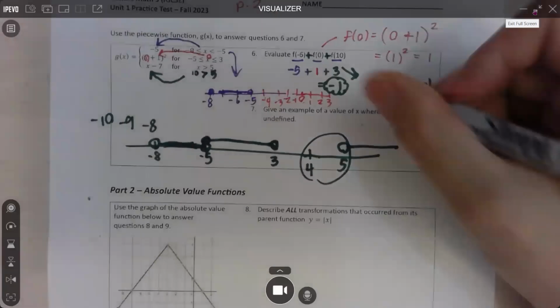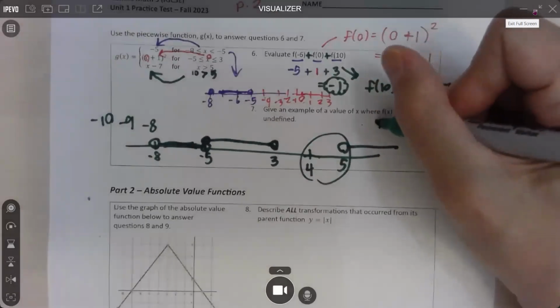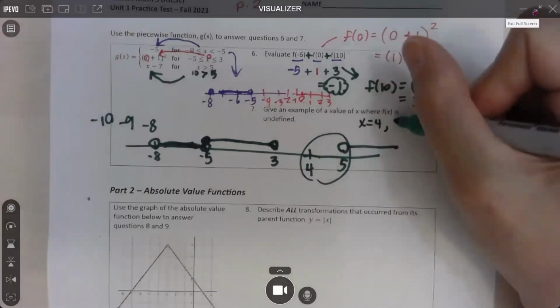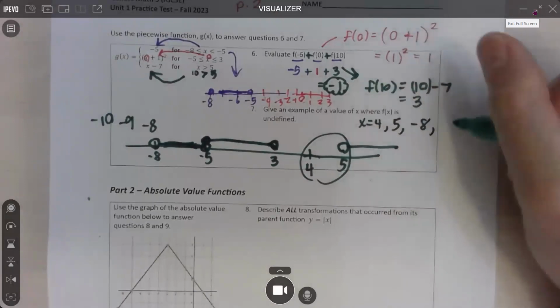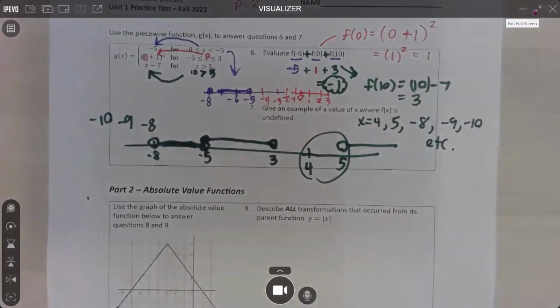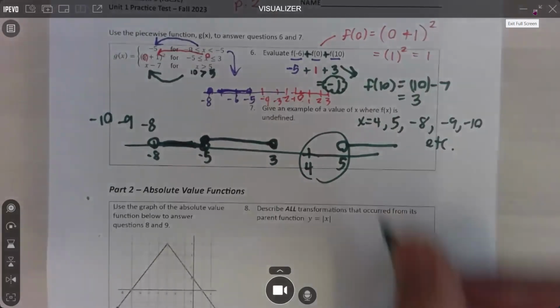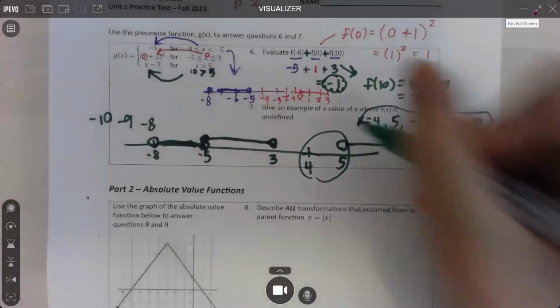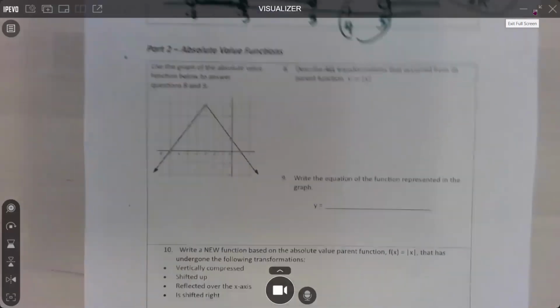So you could say, for example, 4, 5, -8, -9, -10, et cetera, et cetera. And it just says give an example, so one should suffice. So any of those would be good. All right, part 2, absolute values.